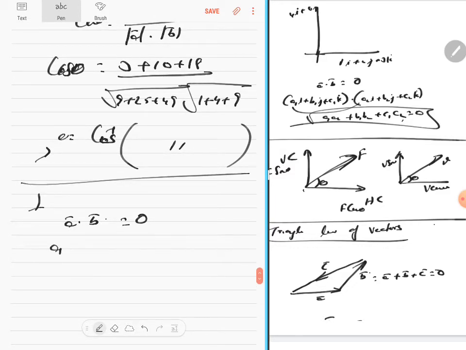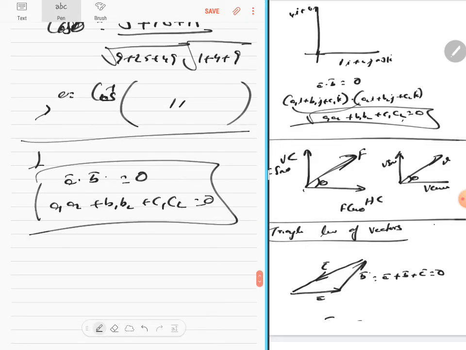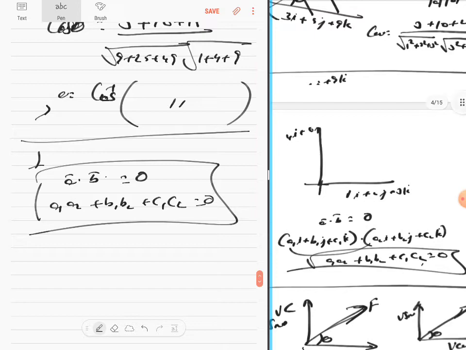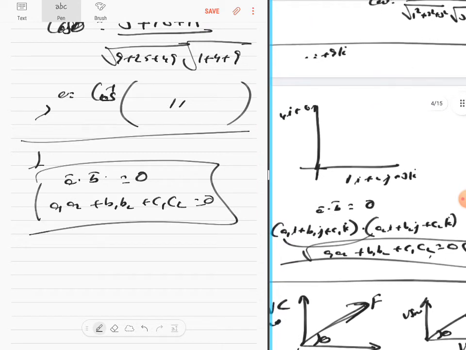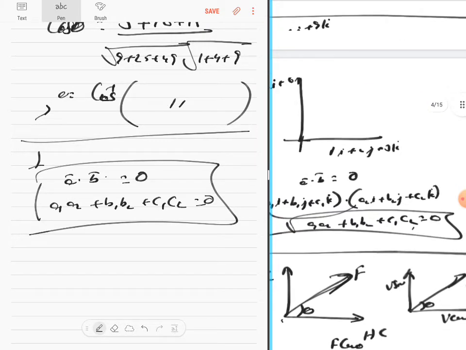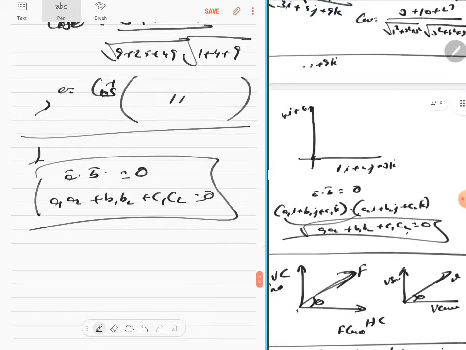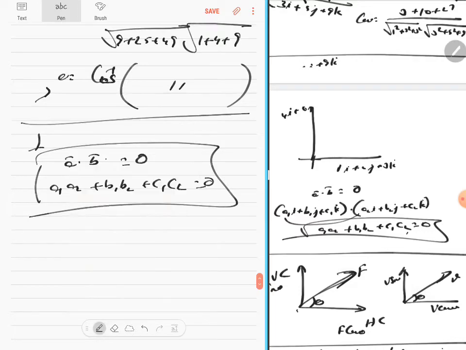In other words, A1 A2 plus B1 B2 plus C1 C2 is equal to 0 is the condition for perpendicular vectors. Because I told you, A1i plus B1j plus C1k is one vector, A2i plus B2j plus C2k is another vector. You dot them, you get A1 A2 plus B1 B2 plus C1 C2 is equal to 0. So these are the two ways in which you can express the condition for perpendicular vectors.